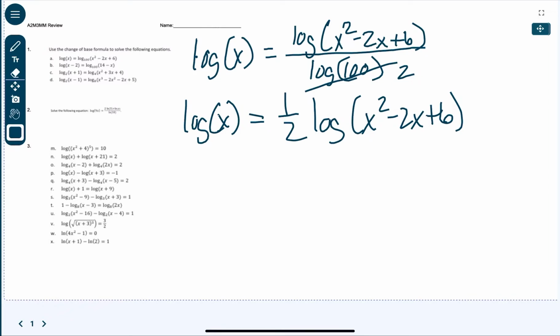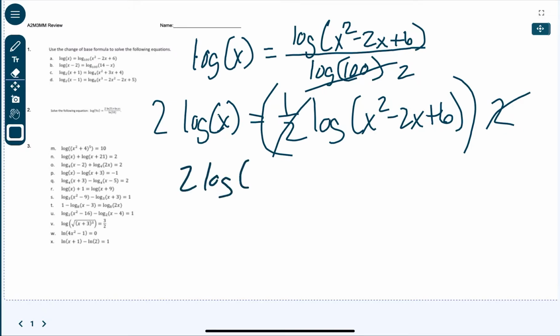And I want to get rid of that, so let's multiply both sides by 2. Just move that out front, so that would be, cancel those. So it'll be 2 log of x is equal to log x squared minus 2x plus 6.